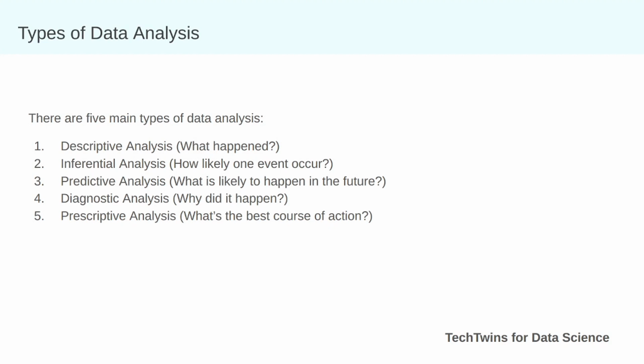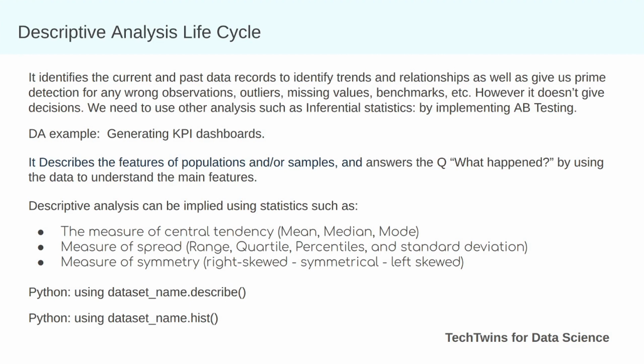Third type, which is predictive analysis, and we will use the observation in the dataset to answer the question, what is likely to happen in the future? Fourth type, diagnostic analysis, which answers the question, why did it happen? That will be based on the historical data. Fifth and final type, which is prescriptive analysis, that answers the question, what is the best course of action? Let's get started with the first one, descriptive analysis life cycle.